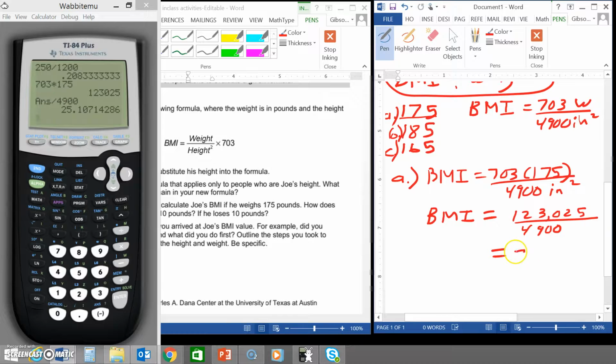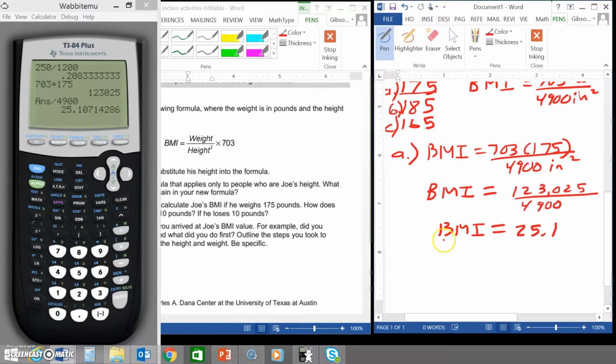And that will give us 25.1, which would be our BMI. Okay, now remember, that's for 175. Now we will go through and do it for 185. So we have B. Our BMI is equal to 703 times 185 divided by 4,900.